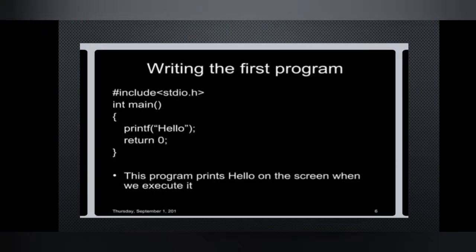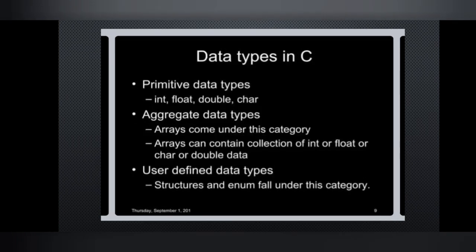Here we will look at a simple hello world program. First we have defined the header file #include stdio.h, and we have initialized the main function, and under the main function we are printing the word hello and returning 0, because we have taken int main as a function of integer type, so we need to return some value. So the program prints hello on the screen when we execute it.